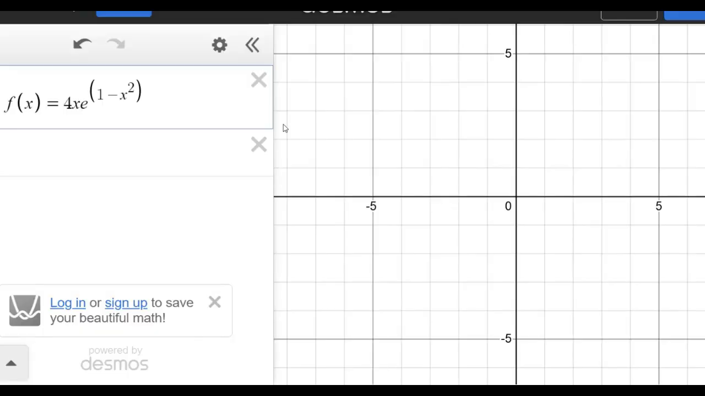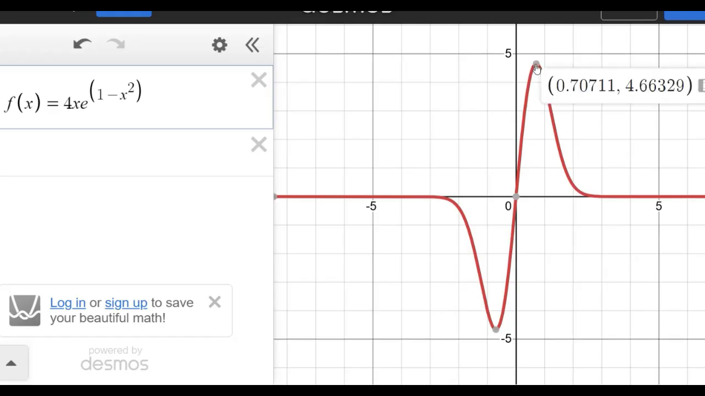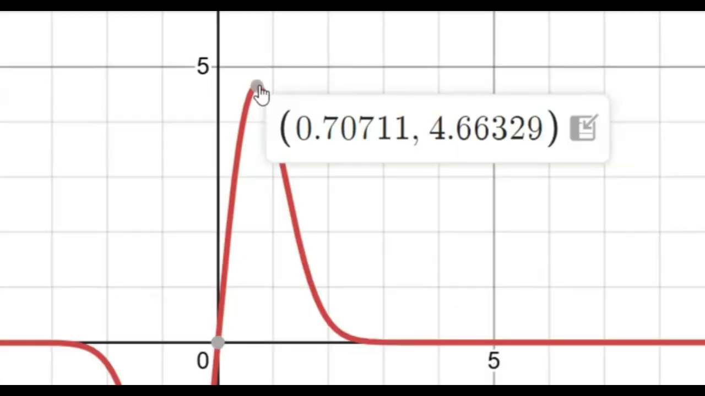Okay, here we are over in Desmos, and I've gone ahead and typed in my function over here. I have my f of x equals 4x e to the 1 minus x squared over here. And let me go ahead and just turn on the graph. I'm just going to click my little spot there. And you can see there's a very accurate version of that graph that I drew for you on the board just a minute ago. Now, check this out. I'm going to come right up to this maximum and check it out.